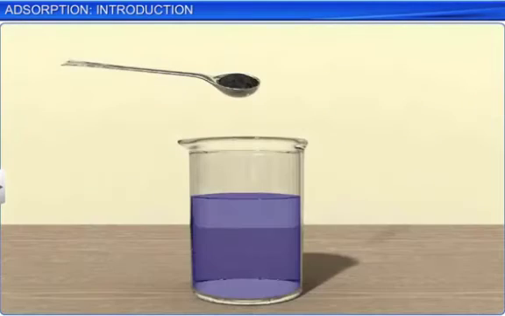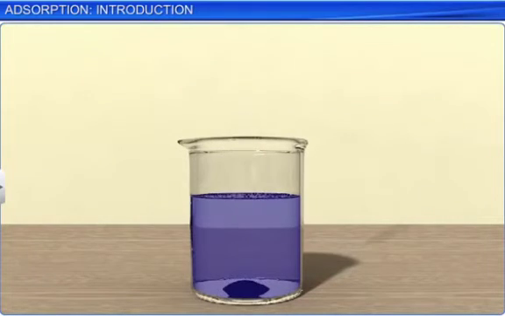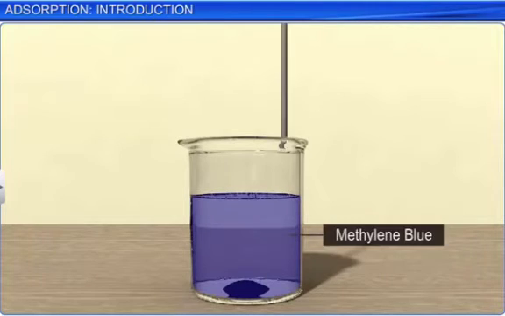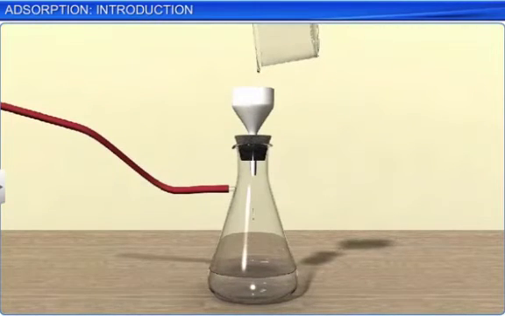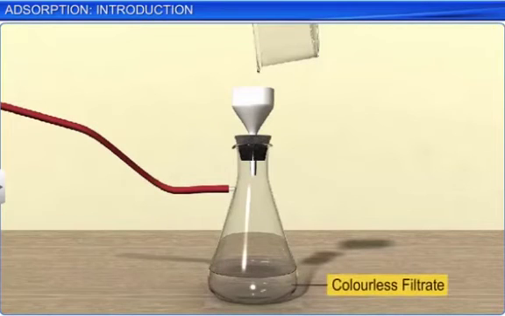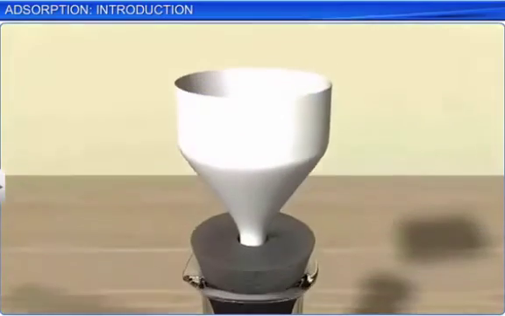Let's look at one more example. Add some activated animal charcoal to a dilute solution of an organic dye, methylene blue. Stir the solution thoroughly and then filter it. You will find that the filtrate thus obtained is colorless. This is due to the adsorption of the dye on the surface of the animal charcoal.